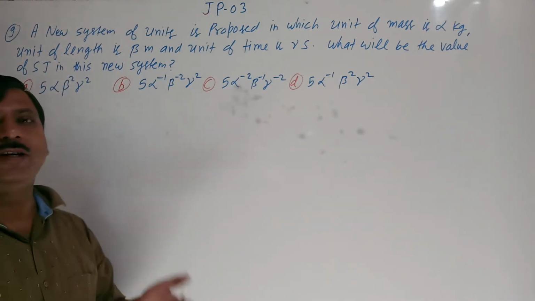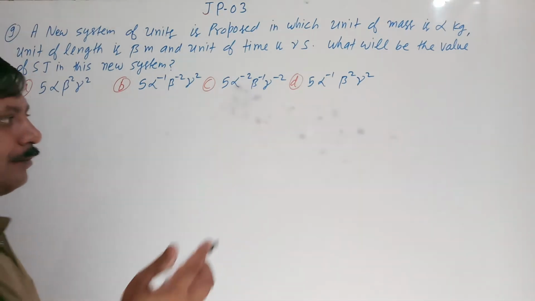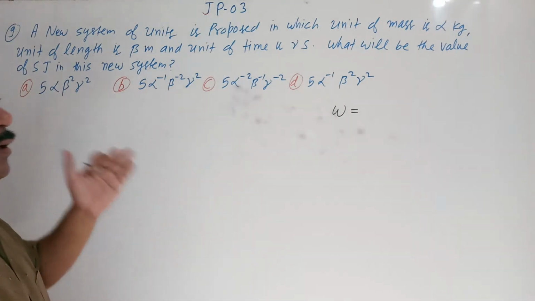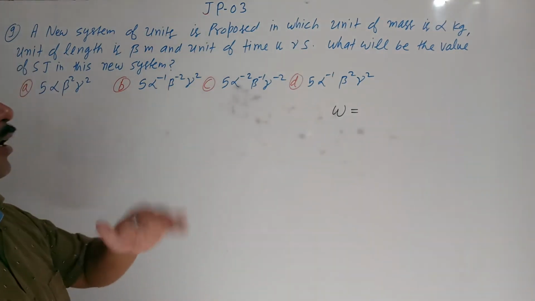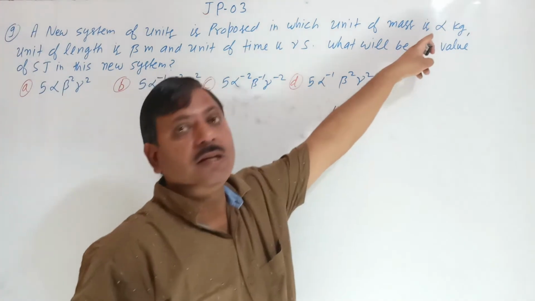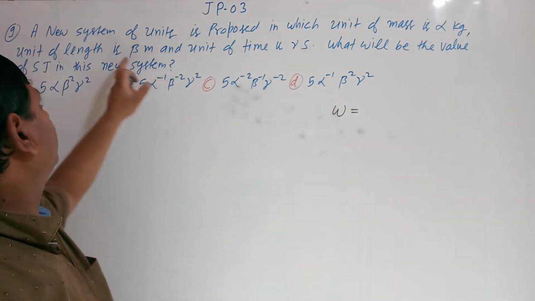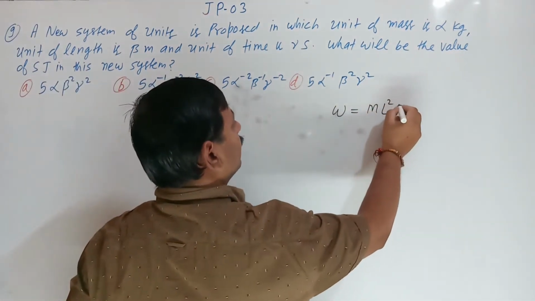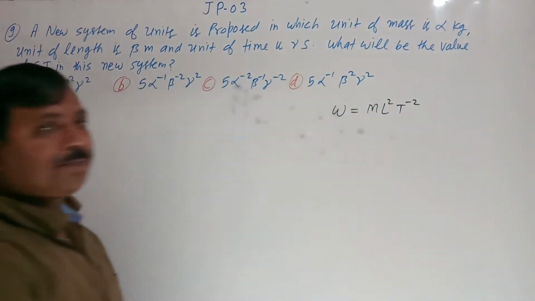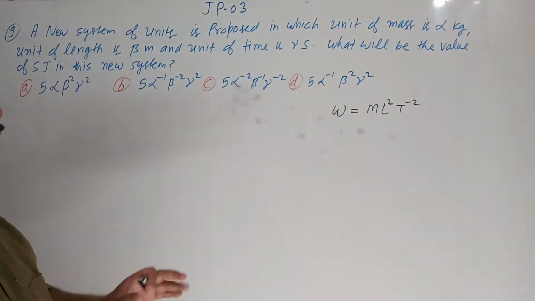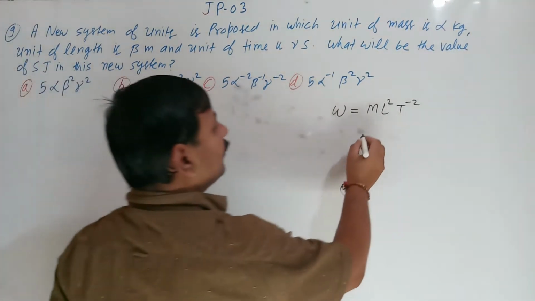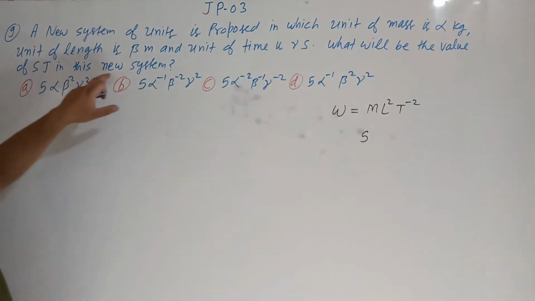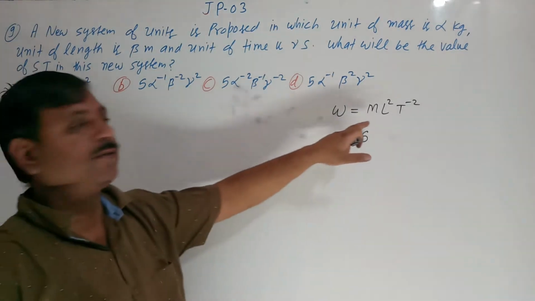So by shortcut, how can we use work done? What is the dimension formula of work done in the form of mass, length and time? So this is M L square T raised to minus 2. By shortcut, the magnitude they have given is 5. And what will be the value in the new system? The reverse of this.